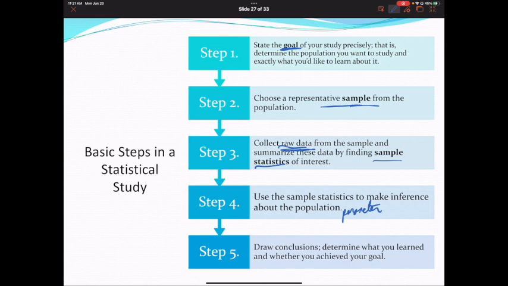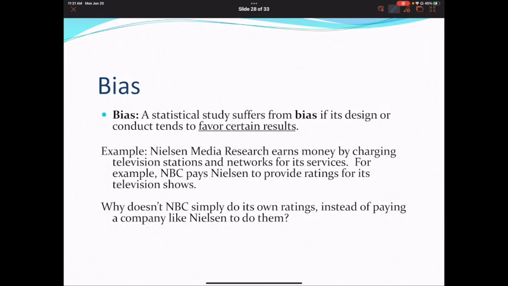We need to be careful of a few things. So first is that we don't introduce bias, right? Bias in a statistical study is when a statistical study suffers because it was designed to favor certain results.